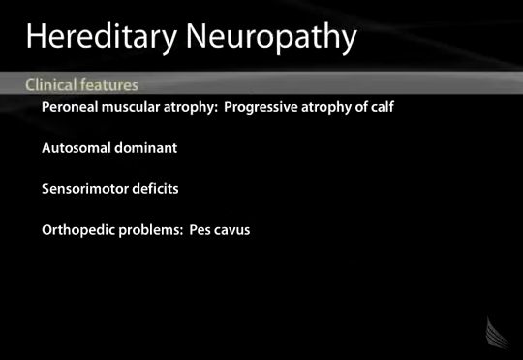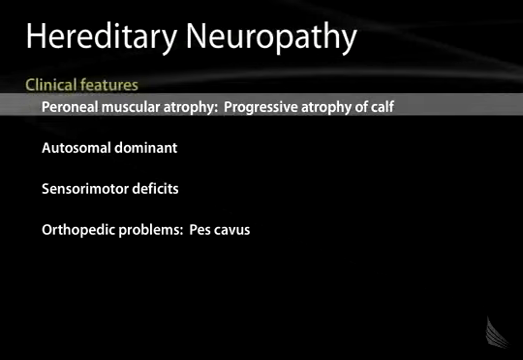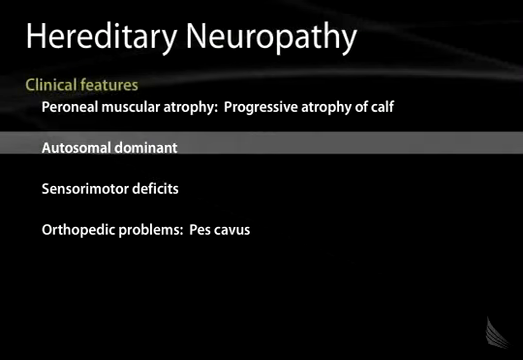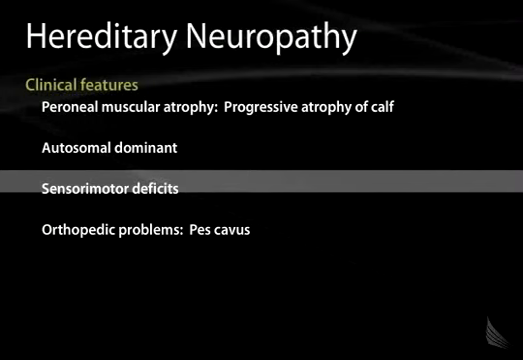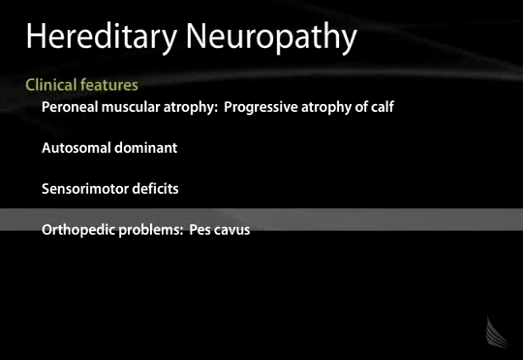The clinical findings for Charcot-Marie-Tooth are peroneal muscular atrophy, where there's atrophy of the calf muscle. Autosomal dominant inheritance is classically seen for Charcot-Marie-Tooth, and the most common complaints are sensory paresthesias, numbness, tingling, as well as weakness secondary to motor deficits. Patients can also develop an orthopedic problem due to imbalance in the neuromuscular tone of their feet, and that orthopedic problem is called pes cavus, which is a deformity of the foot.